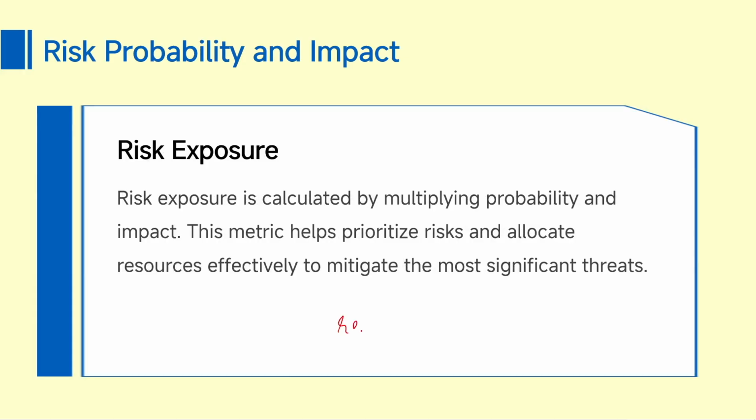Risk exposure. So, risk exposure, RE, is going to be with respect to the probability and the impact. Okay. So, probability and impact we have learnt in the prior slides, and it is calculated by multiplying the probability and the impact. So, basically RE is going to help you in prioritizing the risk, and from that priority we will try to allocate the resource effectively such that we can mitigate at the most significant threats.